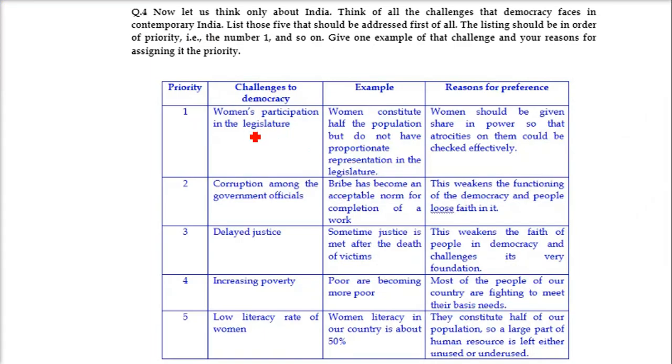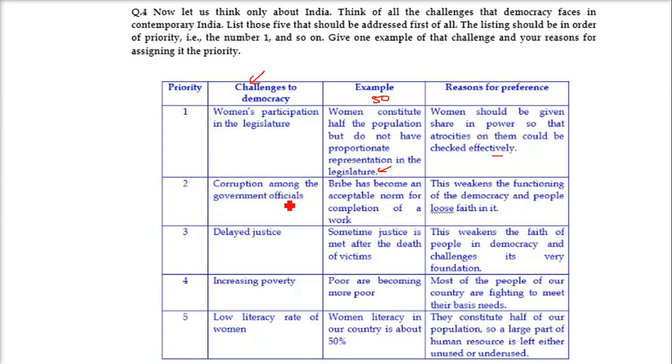So women's participation in the legislature, this is the challenge, this is the chunauti. For example, women constitute half, 50% of the population but do not have proportionate representation in the legislature, that is the Vidhayika. So the reason for preference is women should be given a share in power so that atrocities on them could be checked effectively, because women should be there in the legislatures.